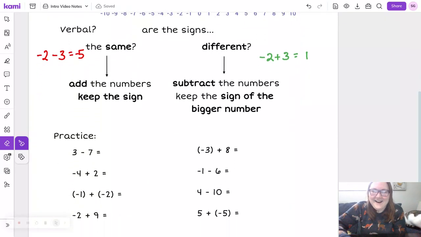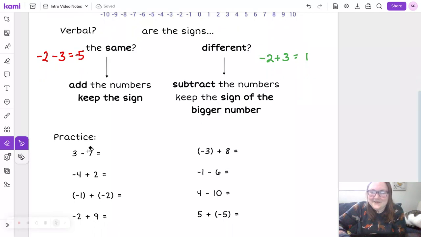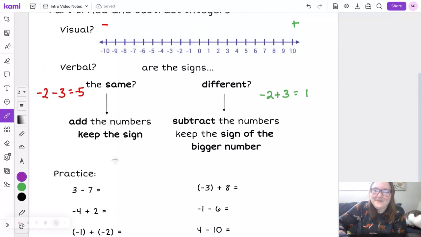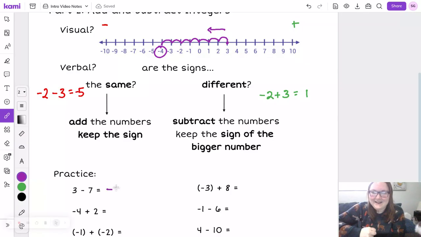There are 8 practice problems down here on the bottom. I'm going to encourage you to follow along with these first 4 and then pause the video to try these last 4 on your own. For this first one here, 3 minus 7, if I'm thinking about it on our number line, I'm starting at the number 3 and I'm subtracting 7. So I'm going this way, 7. That would be 1, 2, 3, 4, 5, 6, 7, and I'm stopping at -4.